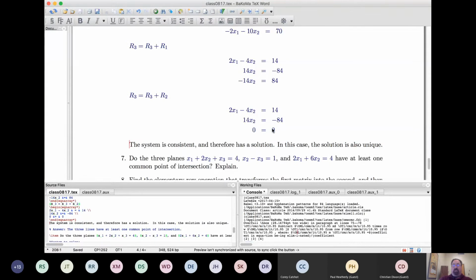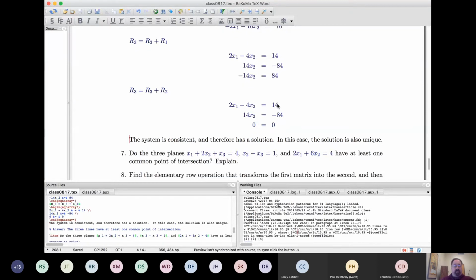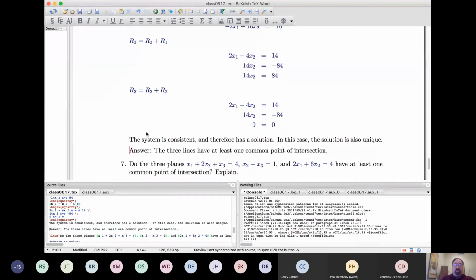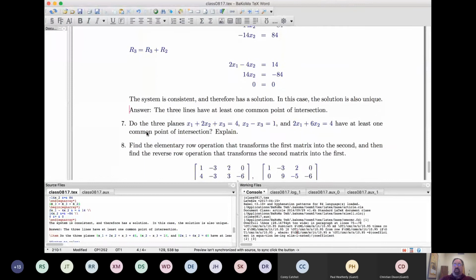Whereas if we had 0 equals something else, then we could say that those three lines do not have a point of intersection, and the system would be inconsistent in that case. So we do have homework problems asking, is there at least one common point? Yes, it turns out there will be exactly one, because this system of equations would have only one solution.